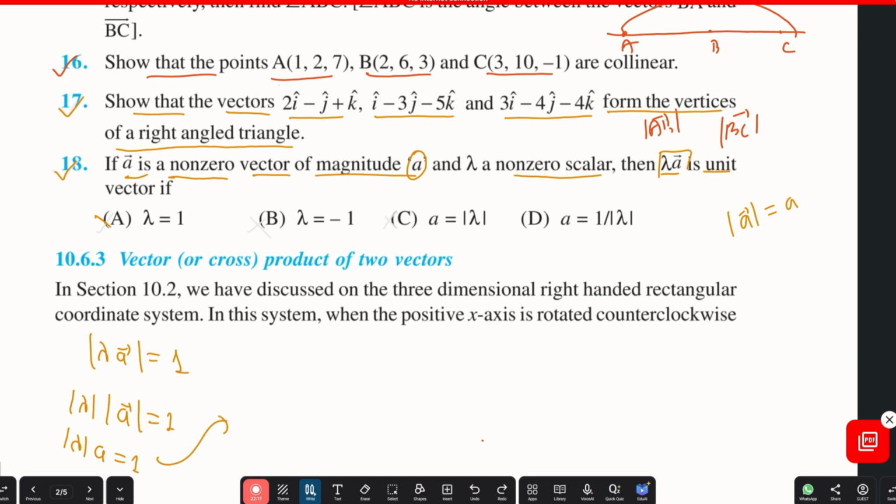Then what is the a value? a value is 1 upon mod lambda. From here, what is the a value? 1 upon mod lambda. This option is correct. So they can take one more option: mod lambda equals 1 upon a. If this is possible, then also it is a unit vector. Okay, but according to the options only D is correct. Okay, note this.